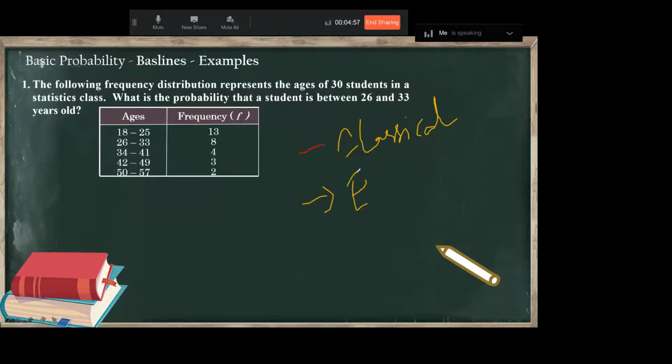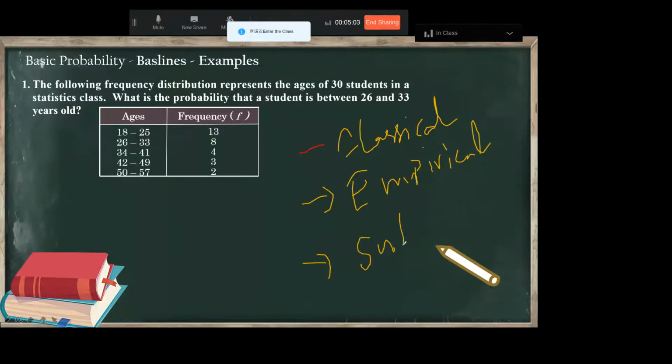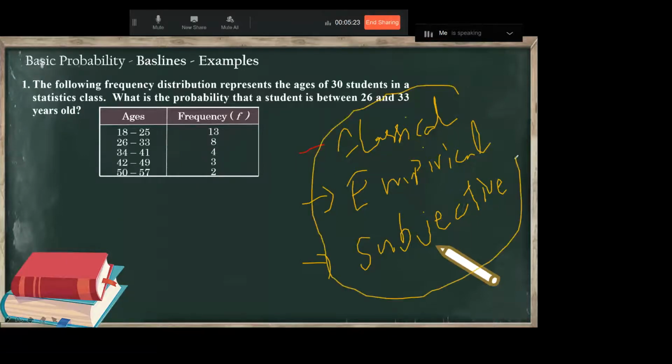the empirical rule, and the third one is subjective, based on your expertise. You conclude the likelihood of any event occurring, right? So these three are the different types of probabilities we usually use to understand probability and probability distributions. We need to know some key concepts.